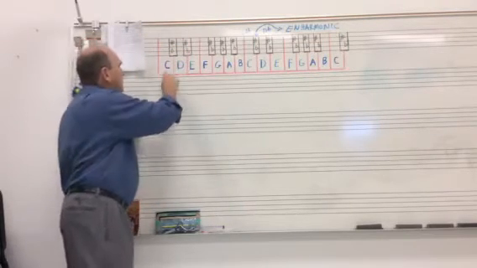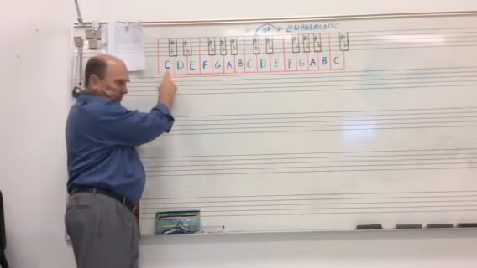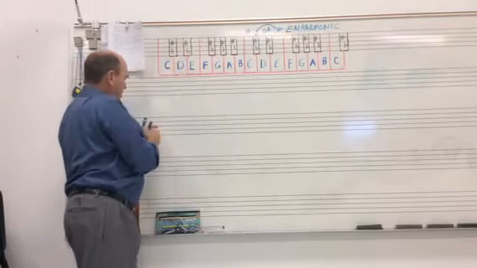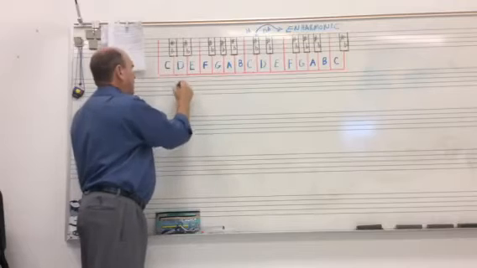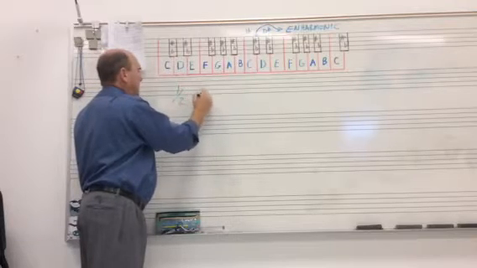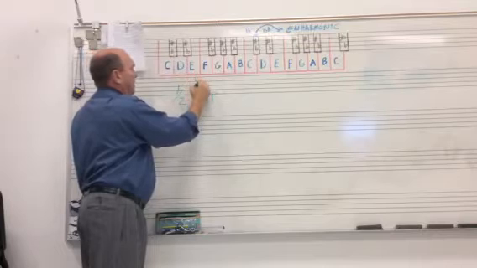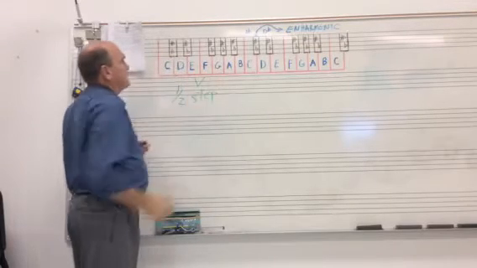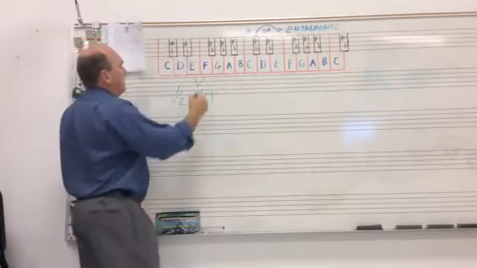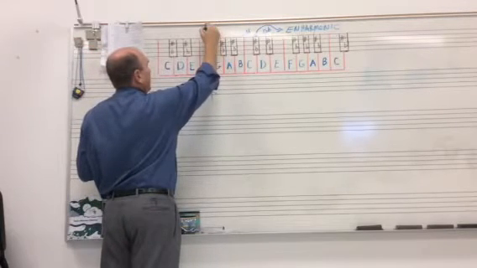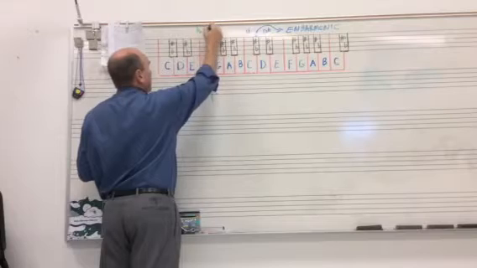As we move from the white key to the black key to the white key to the black key, anytime we move from a key to the key next to it in any direction, that's called a half step. So if we move from E to F, that's a half step because the keys are right next to each other. If we move from F to this black key here, that is also a half step.